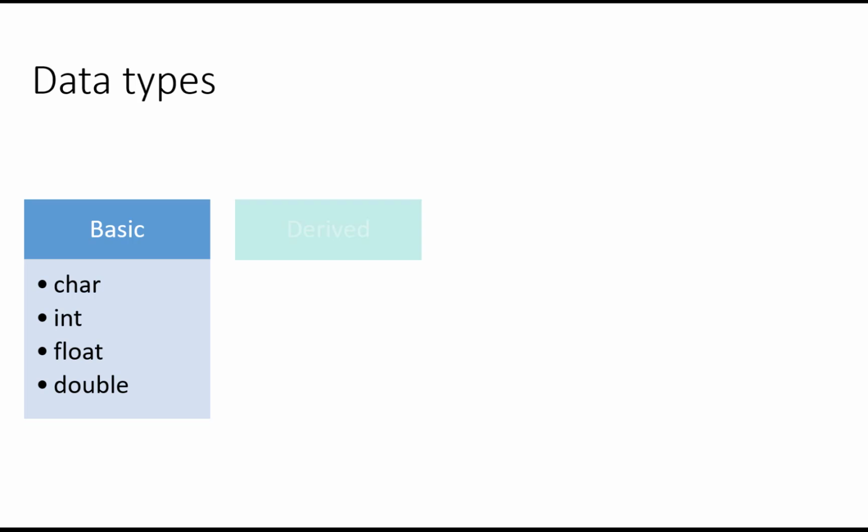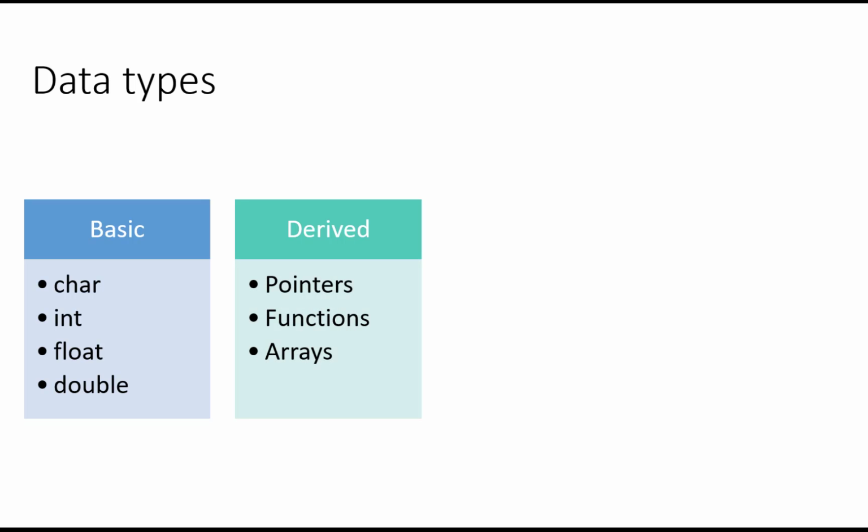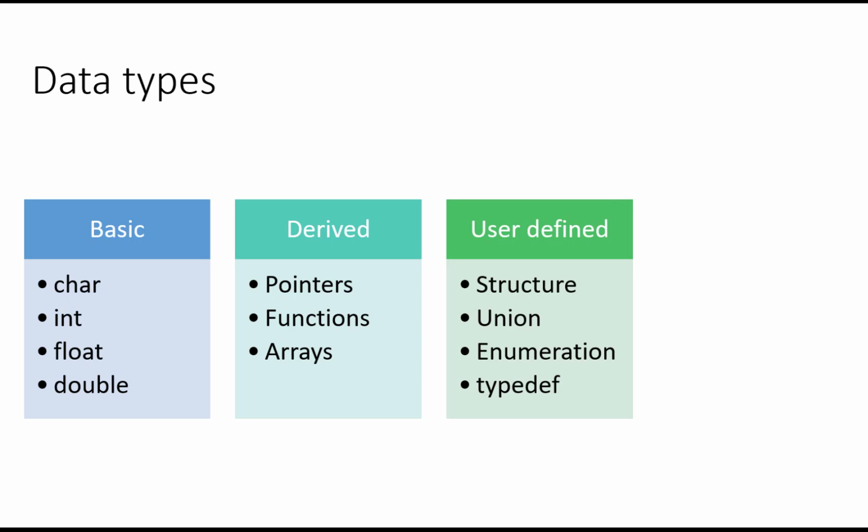The other data types are derived, which is further of three types: pointers, functions, and arrays. Then there are user defined data types, which are structure, union, enumeration, and typedef. And the last one is void. But we are not going to discuss these three. We are only going to focus on the basic ones in this particular video.